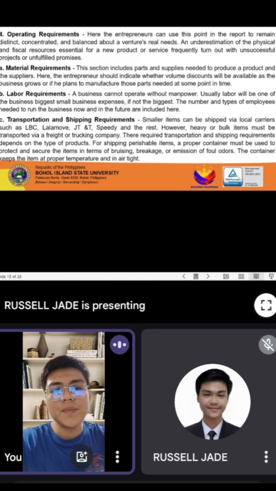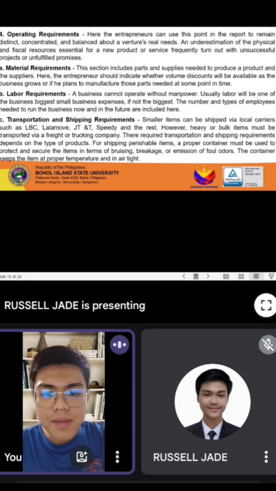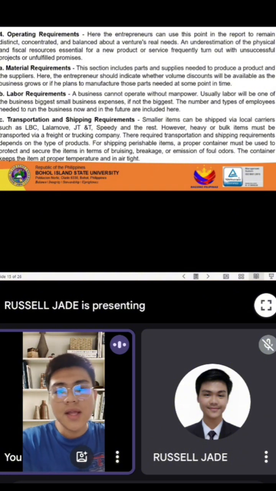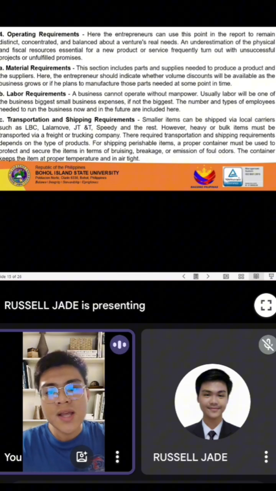So number four is operating requirements. So here the entrepreneurs can use this point in the report to remain distinct, concentrated, and balanced about the venture's real needs. An underestimation of the physical and fiscal resources essential for a new product or service frequently turns out with unsuccessful projects or unfulfilled promises.